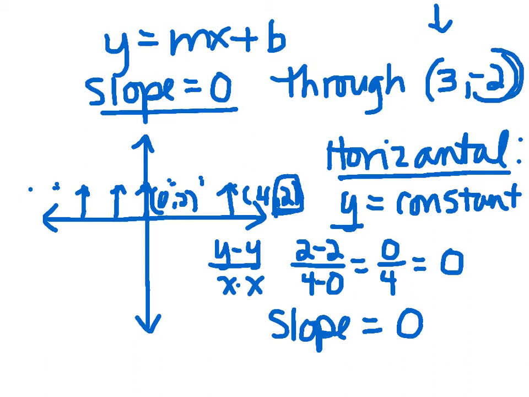So if I want to know the equation of a line going through the point 3, negative 2, that has a slope of 0, that equation is y equals negative 2. This is the constant that it goes through, because if all of the y's are the same, and it's going through this point, that means that all of the y's are negative 2.